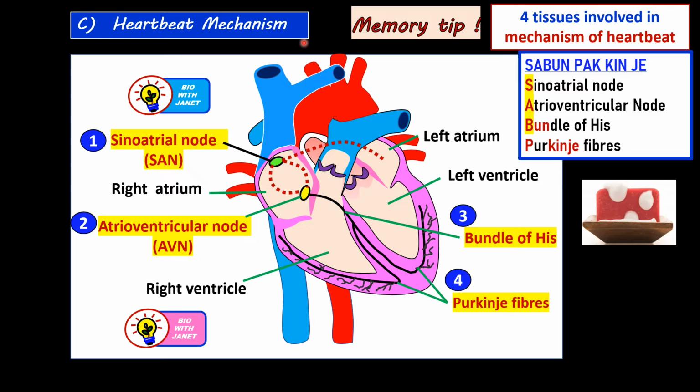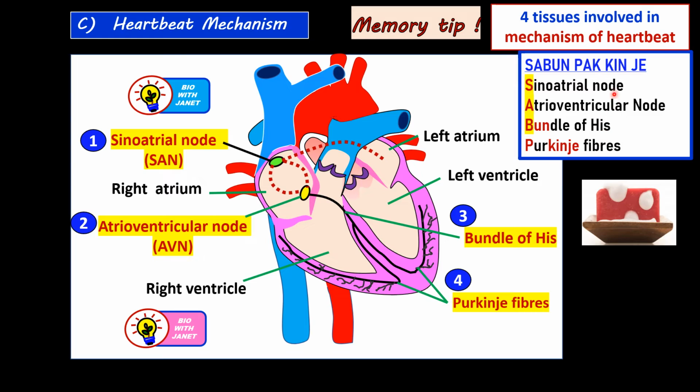So we have finished discussing the heartbeat mechanism, and here's a memory tip for you to remember the four tissues involved in the mechanism of heartbeat. Think of "sabun Purkinje". S is for sinoatrial node, A is for atrioventricular node, BUN, the bun here, is the bundle of His, and Purkinje is a play on the word Purkinje. Actually, Purkinje is the person who discovered the Purkinje fibers.